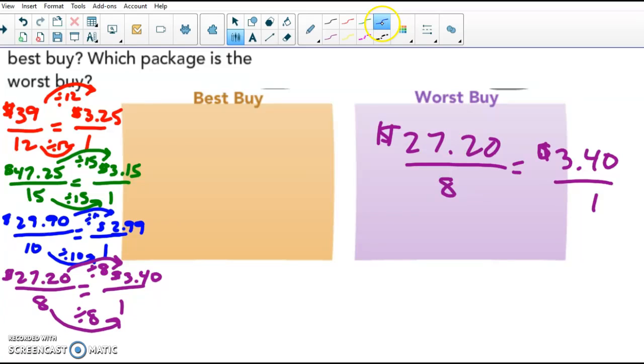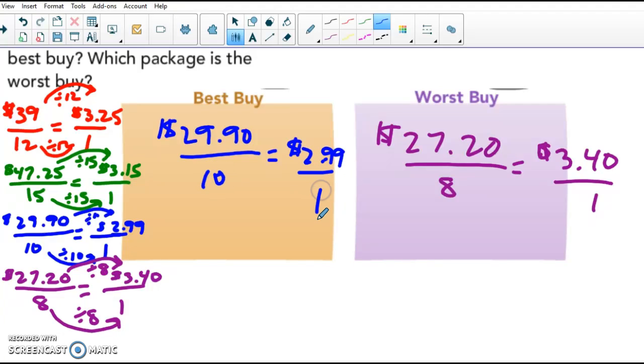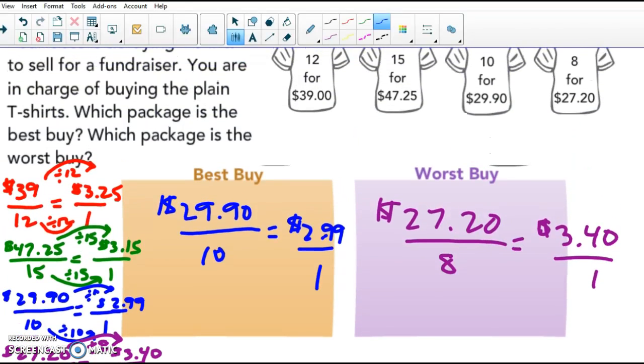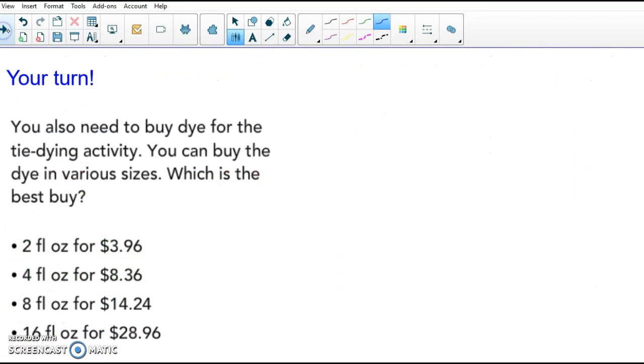And our best buy was $29.90 per 10 because that came out to $2.99 per one shirt. Well done, you've just made a very well-informed purchase.